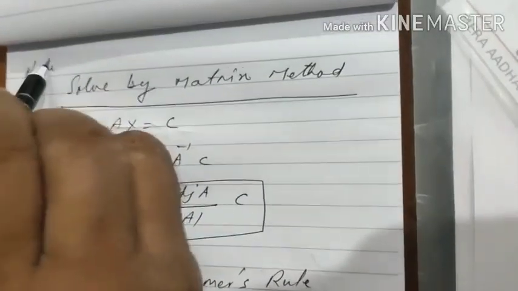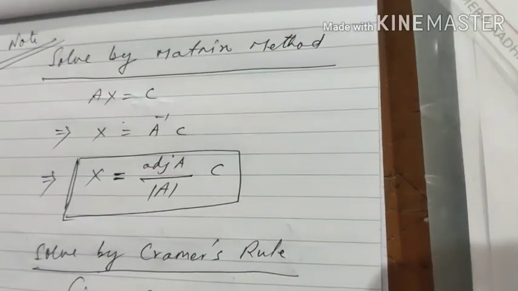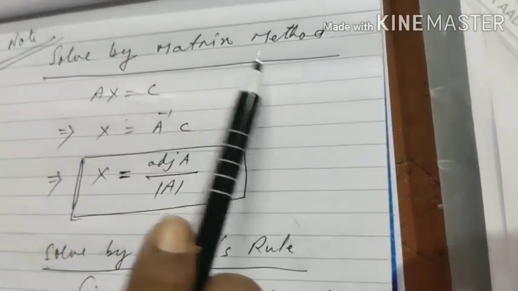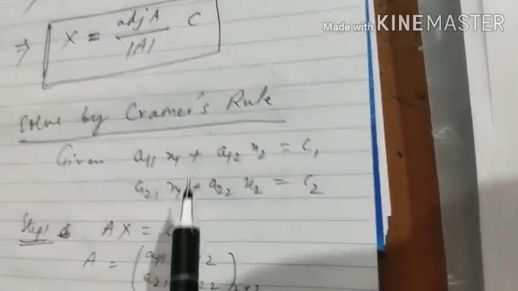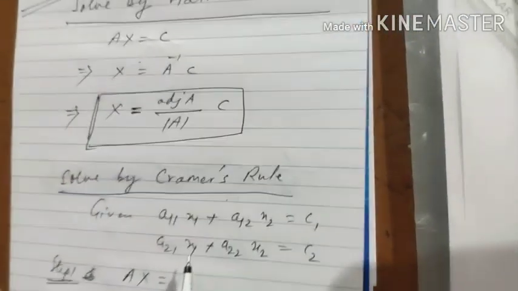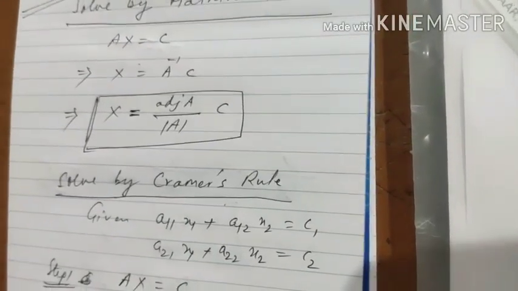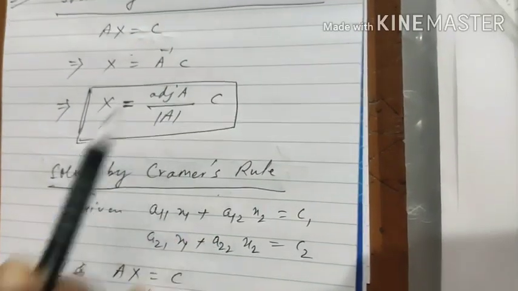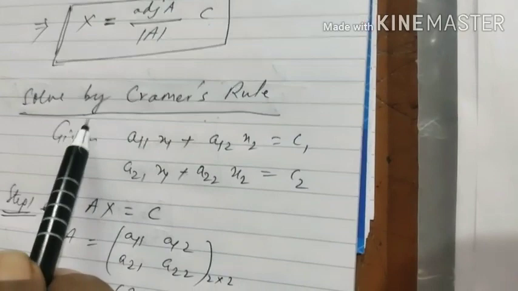How can you solve a system of linear equations? The most important is to solve the equation by the matrix method. Another one is Cramer's rule. This is very, very important for the examination. Annual examination, this video is most important for that. You have to see the video first. AX is equal to C, X is equal to A inverse C. So X is equal to adjoint A by determinant A into C. That is the formula to solve by the matrix method.